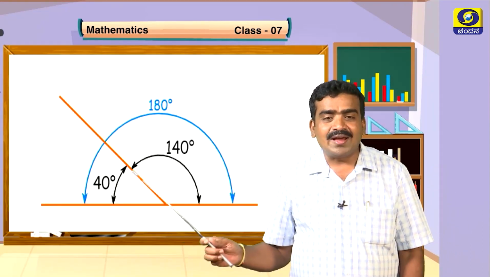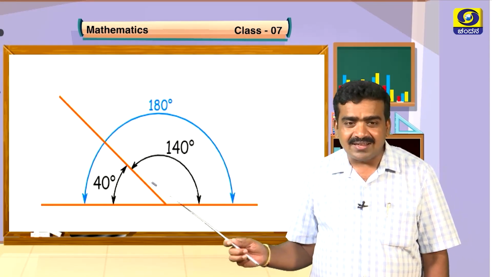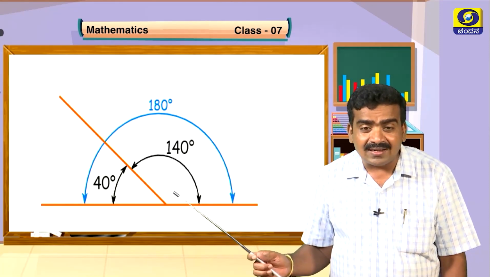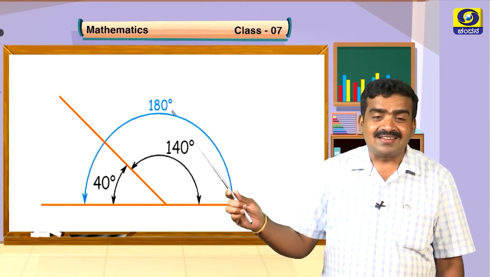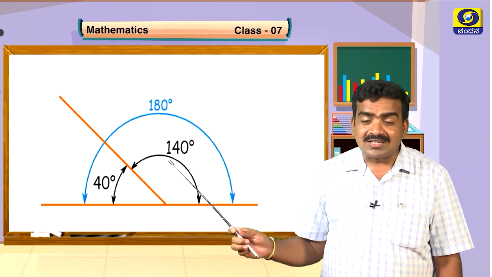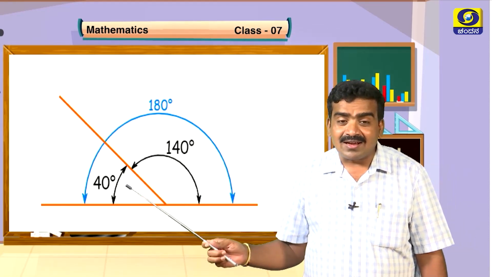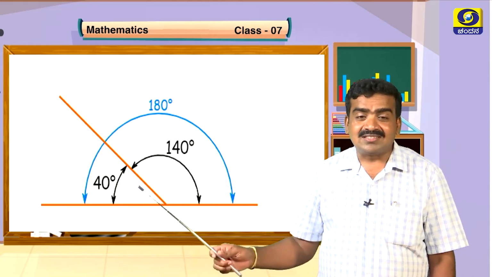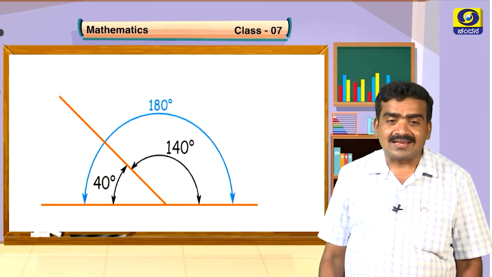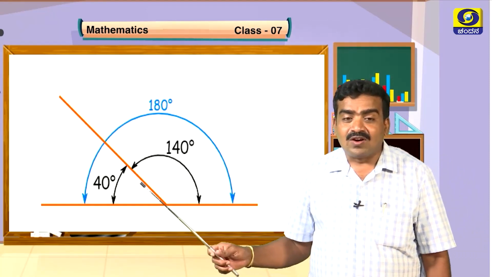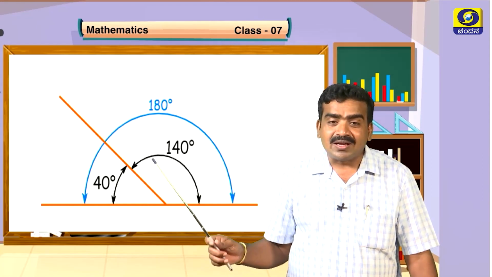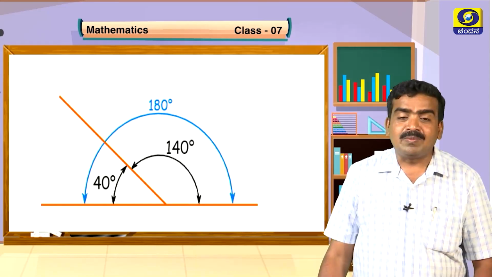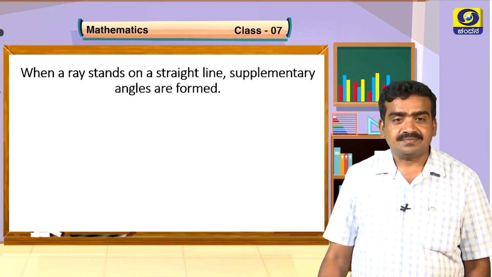Here there are two angles. One is 140 degree and the other is 40 degree. Add these two. How much will you get? You will get 180 degree, a straight angle. So these two angles can be called supplementary angles. We can say that 40 degree is the supplement of 140 degree. Similarly, 140 degree is the supplementary angle of 40 degree.